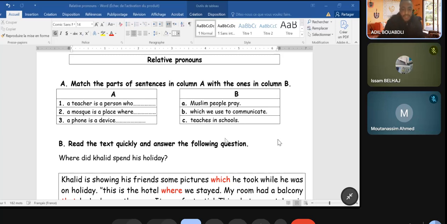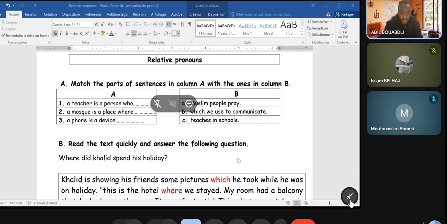For example, number one, a teacher is a person who, goes with C. You draw a line there. I'll give you some time to do it. Okay, so number one, a teacher is a person who teaches in schools. Number two, a mosque is a place where Muslim people pray. And the last one, a phone is a device which we use to communicate.